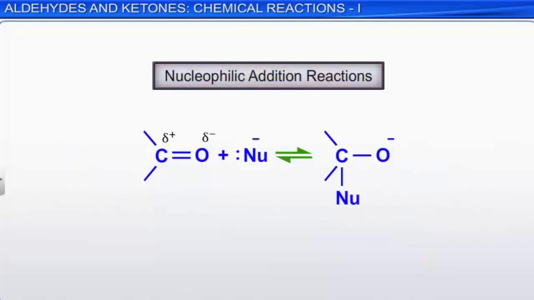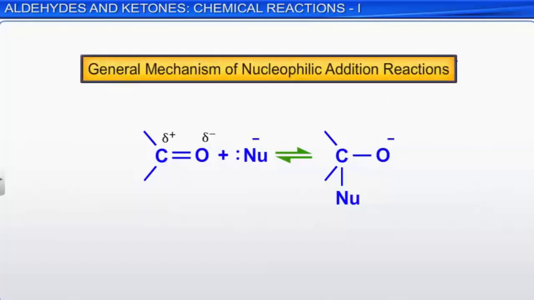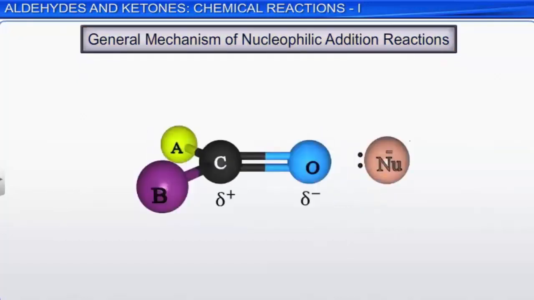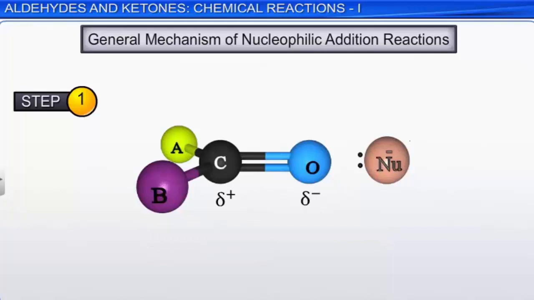Before we examine the different types of nucleophilic addition reactions, let us first understand the general mechanism of nucleophilic addition reactions. The first step is a slow, or the rate-determining step, which involves the attack of a nucleophile on the electron-deficient carbonyl carbon. Since the carbonyl group is flat, it is liable to be attacked from above or below the planar carbon atom.